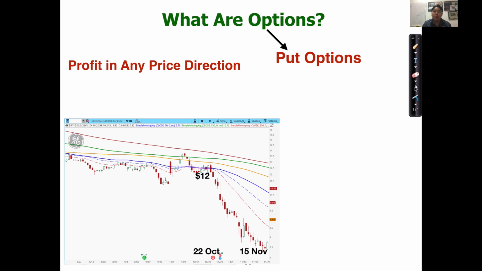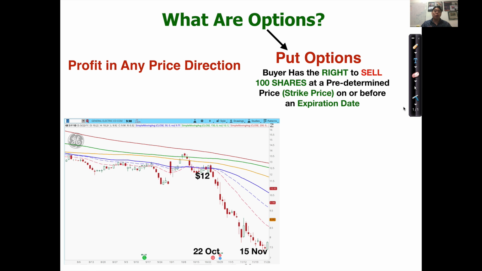So what's a put option? When you buy a put option, once again, you're buying a contract from a seller of the option. Whoever it is, we don't really care, okay? So as the buyer of the put option, you now have the right, not the obligation, but you have the right to sell 100 shares of a particular stock, like GE or Amazon or Twitter, whatever it is, at a predetermined price that you have locked in. We call that, again, the strike price. And you can do so anytime on or before an expiration date.